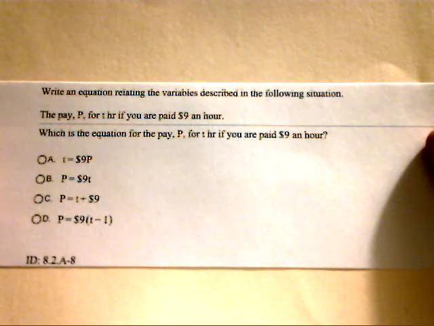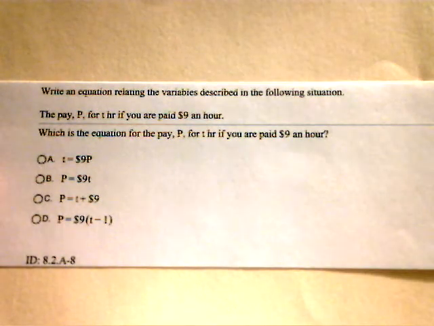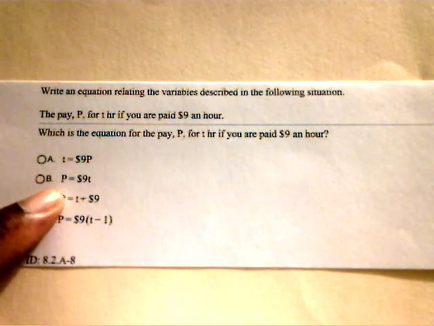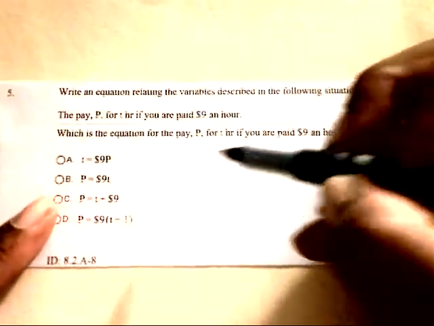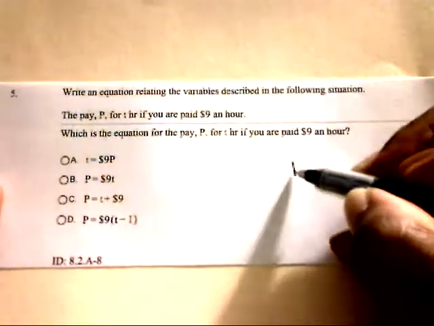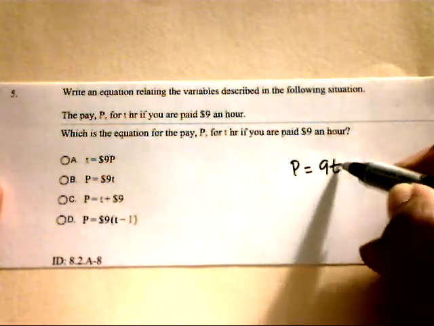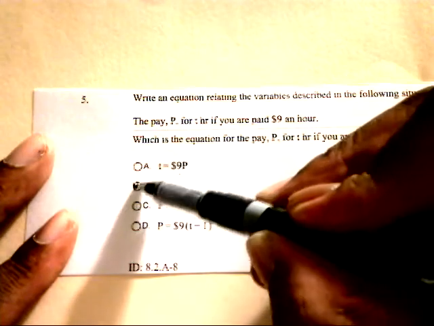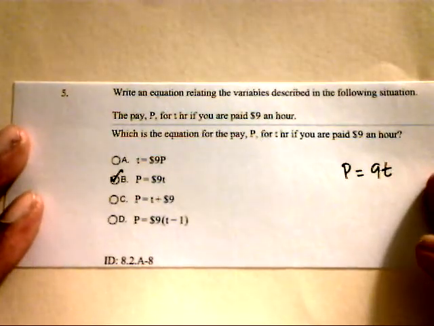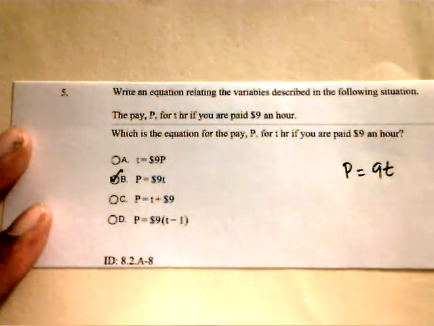Okay, problem number 5. Write an equation relating the variables described in the following situation. The pay P for T hours if you are paid $9 an hour. Okay, so here we want to find out the pay for T hours at $9 an hour. In this case, that would be P is equal to 9T. Because the pay is going to be $9 an hour times T, which is the number of hours that you work. So here, it will be this selection right here. P is equal to 9T.